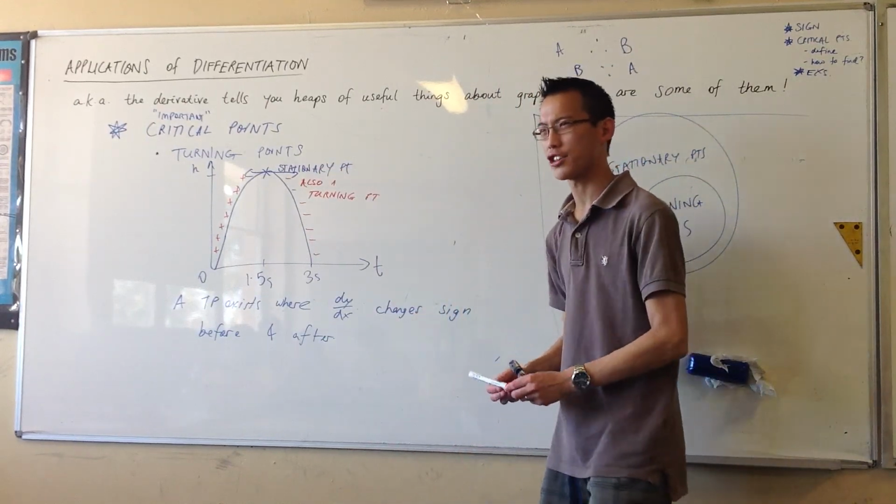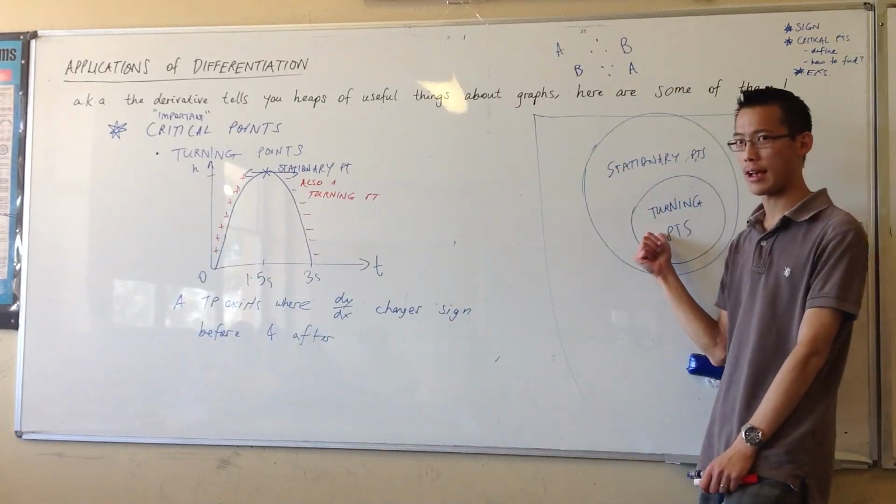Now, turning points are trickier than stationary points. That's what I'm sort of implying here, okay? So first.